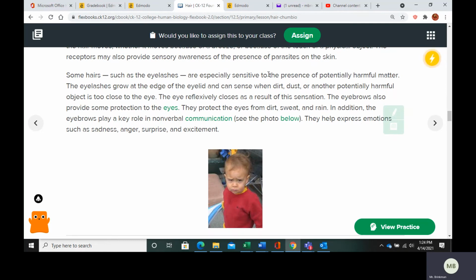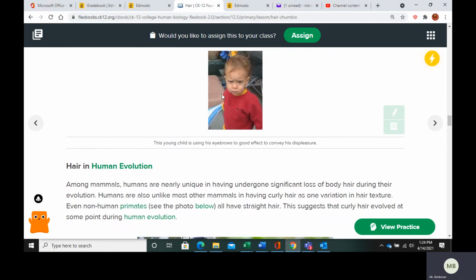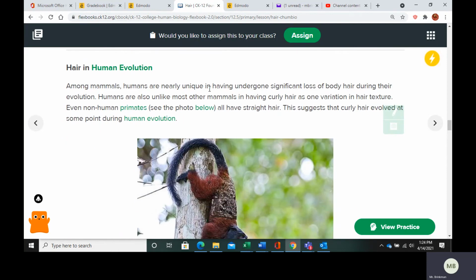Eyelash hairs are sensitive to the presence of stuff that might be harmful, so dirt and dust. And you kind of close your eye as a reflex when dirt or dust gets near.